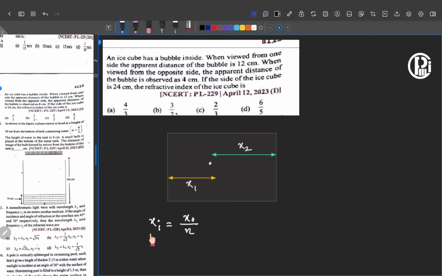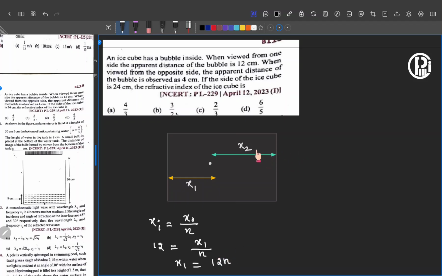So here xi is how much? That is 12 centimeter from this side. So 12 equal to xo by n, so I can write x1 is equal to 12n. Right, x1 is equal to 12n.